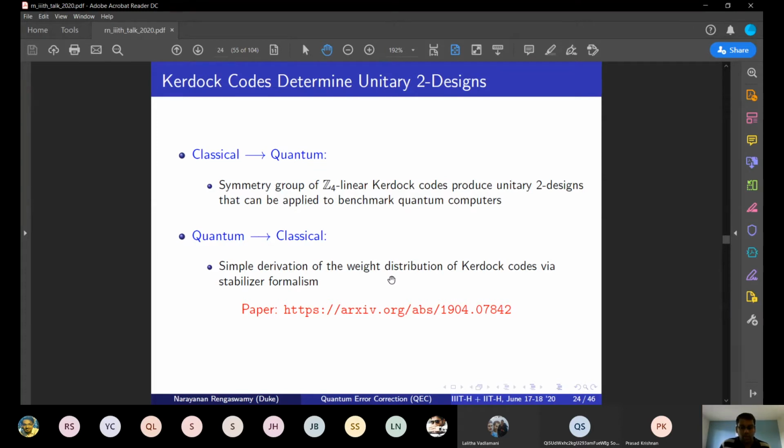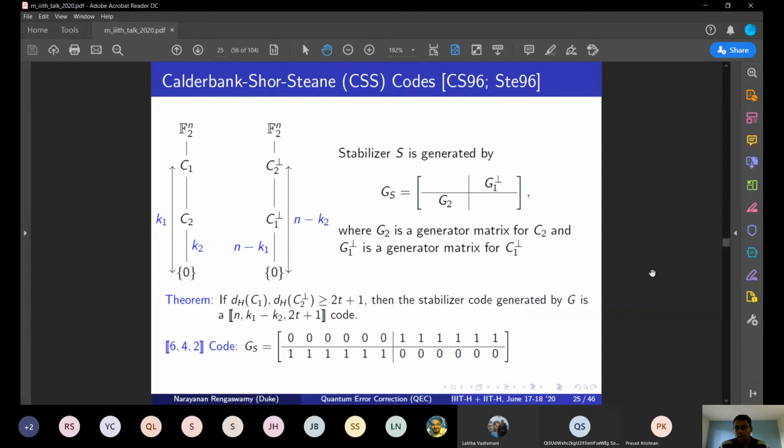So I encourage you to look at our paper. This might be a connection that you might be interested in. We are hoping we can pursue this further and establish more connections with classical coding that don't necessarily have to do with quantum error correction. Okay, so with that, that's an aside. Let's get back to stabilizer codes.